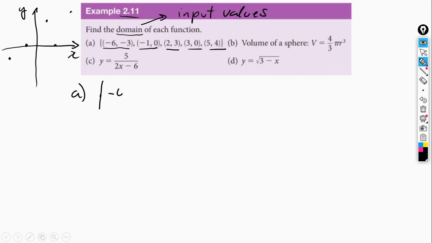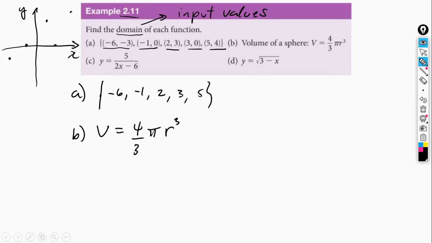So -6, -1, 2, 3, and 5. If they had asked us for the range, then it would be the y values, right? Okay, so for B, it says volume of a sphere. So V is equal to 4/3 pi r cubed.